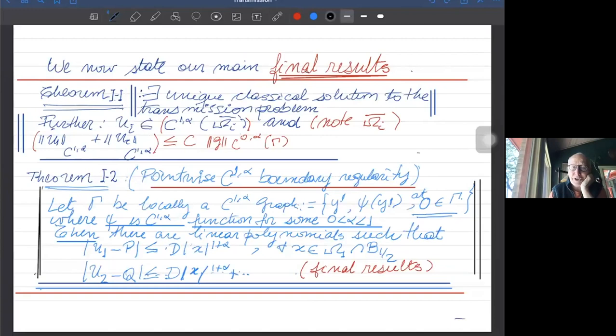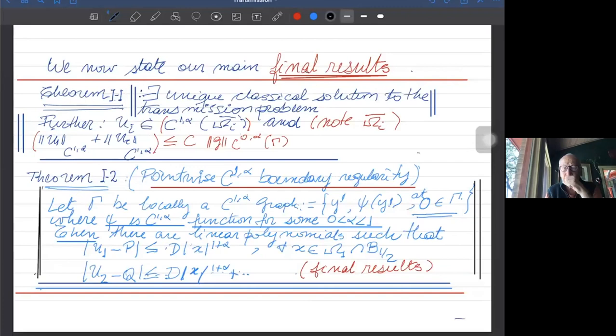And then you put them together and say, oh, well, by the way, these C1 alpha curves are the same in the contact point, okay? So this is the meaning of C1 alpha regularity across the transition surface, okay? So here it is described, in Theorem 1.2, it says gamma be locally a C1 alpha graph, right?